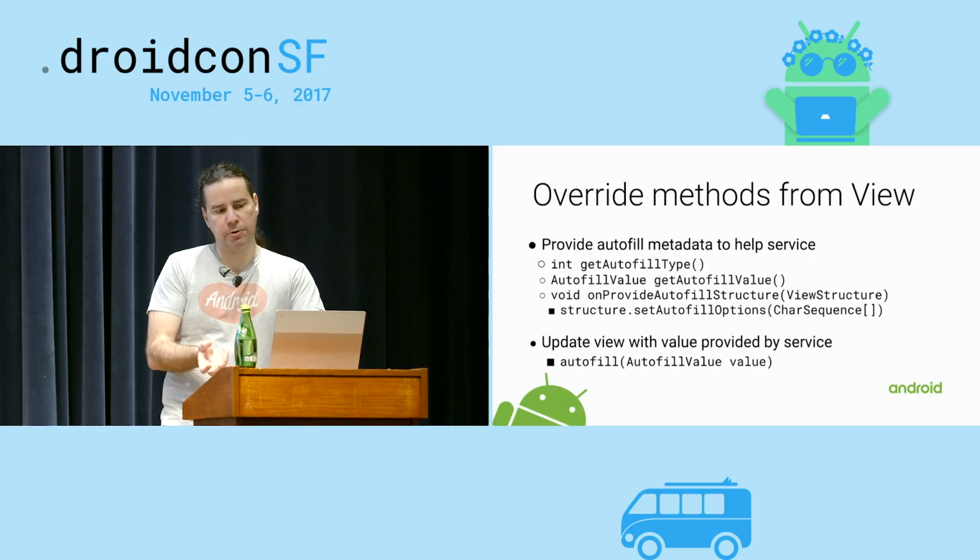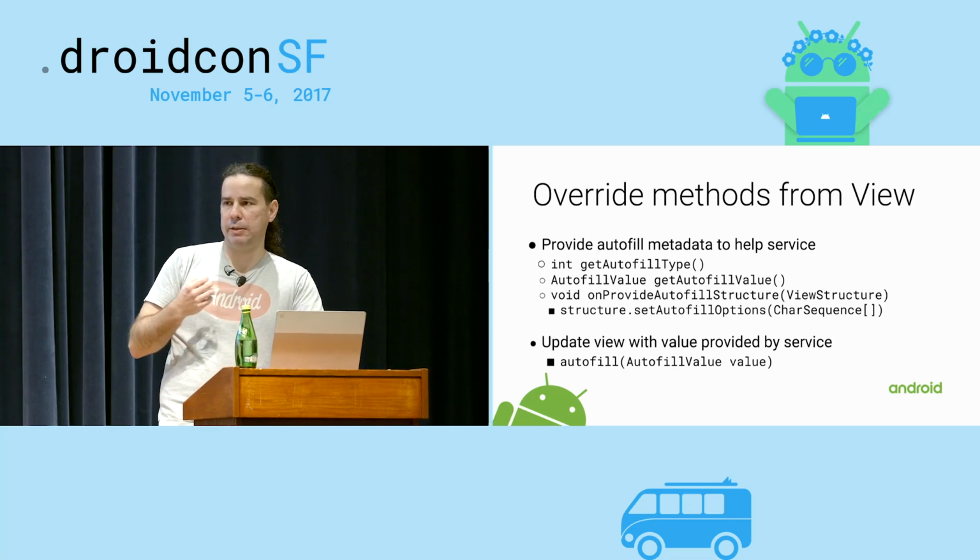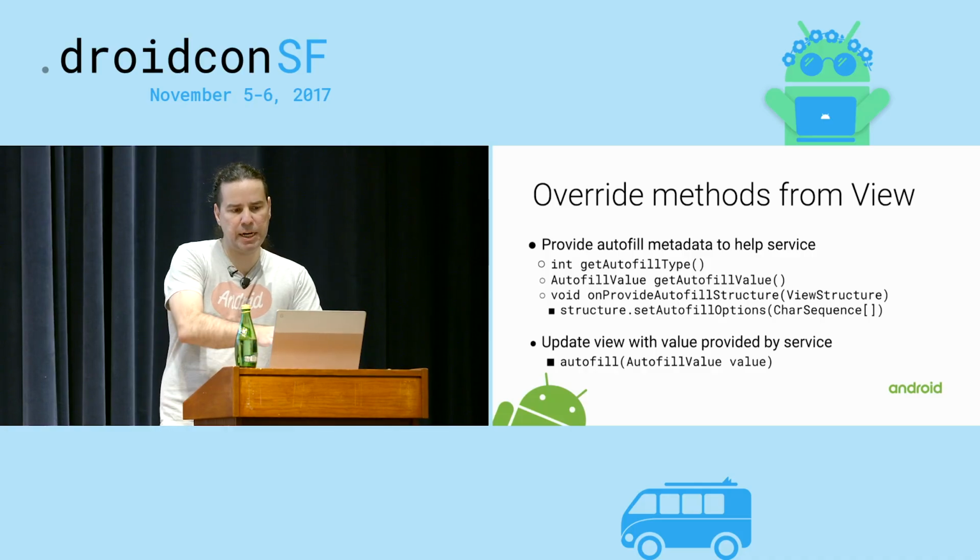And then the other way around, you have to implement a method called autofill, which is the one that the Android system calls when it gets a value and asks the view to autofill. There might be some cases where you have to set the autofill options as well. I'll show that in an example so it will be clear. For now, let's focus on the autofill type, value, and autofill.